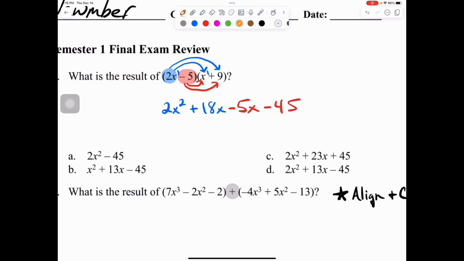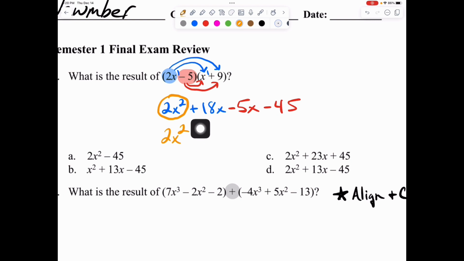Wonderful work. From here, it's now simply an expression. We need to combine like terms. I will go ahead and circle my 2x squared, and I will look down the road. Is there anything I can combine it with? Well, these do share an x, but they don't have an exponent of 2. So our 2x squared just stays the same.